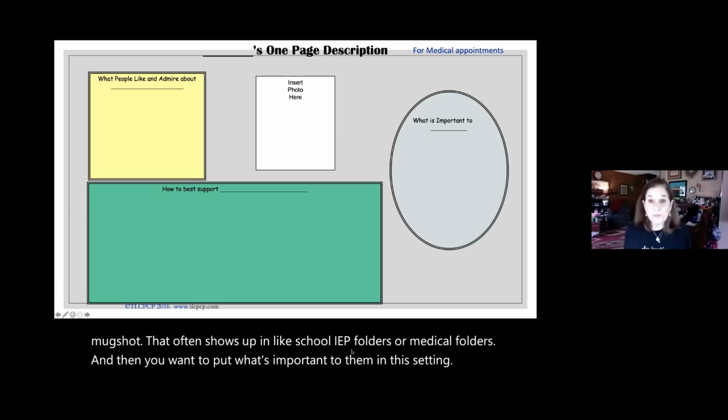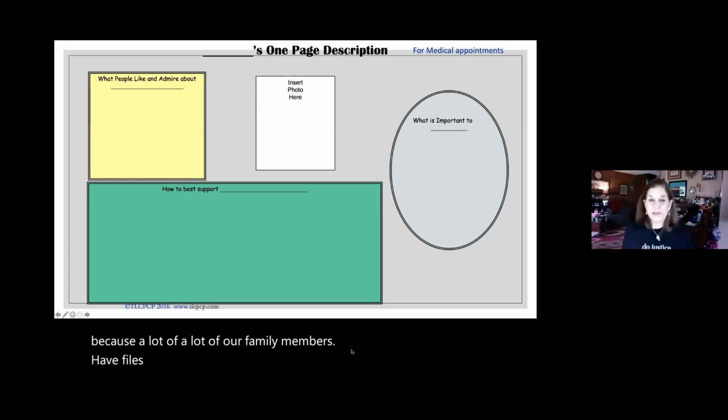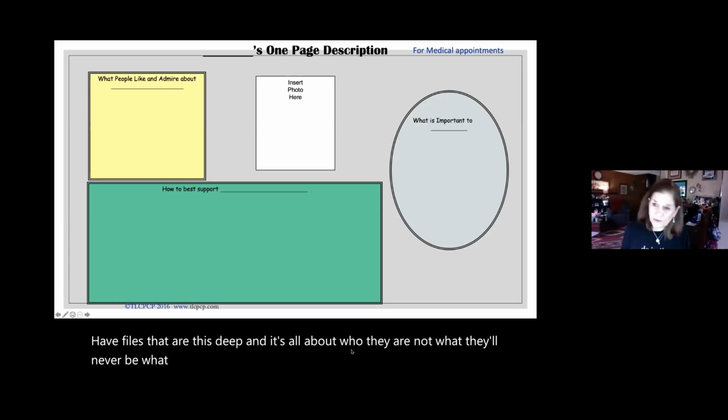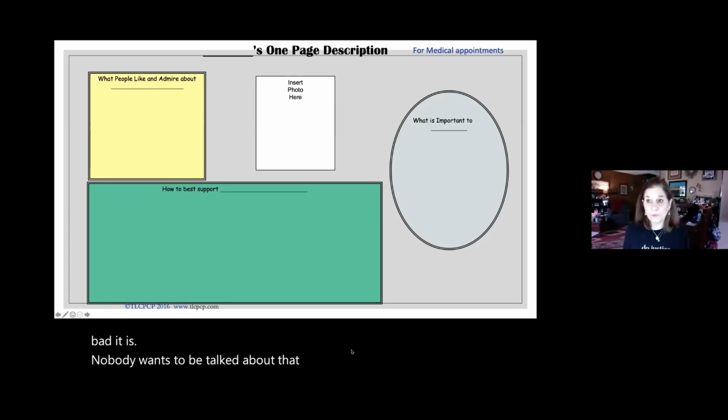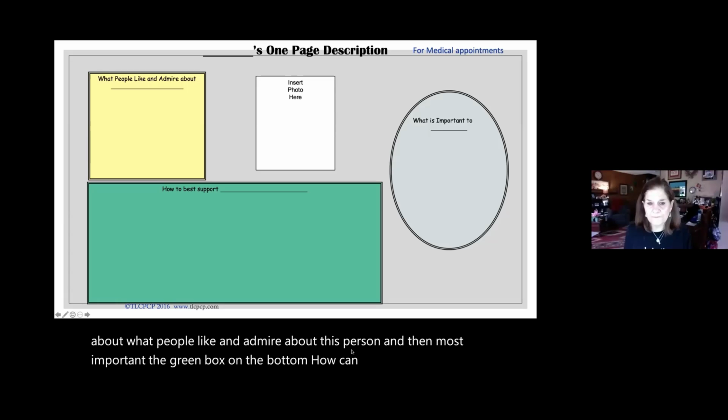We always want to put what people like and admire about this person, because a lot of our family members have files that are this deep, and it's all about who they are not, what they'll never be, what they never can do, what's wrong with them, how bad it is. Nobody wants to be talked about that way. So we start out by talking about what people like and admire about this person. And then most important, the green box on the bottom, how can this person best be supported?